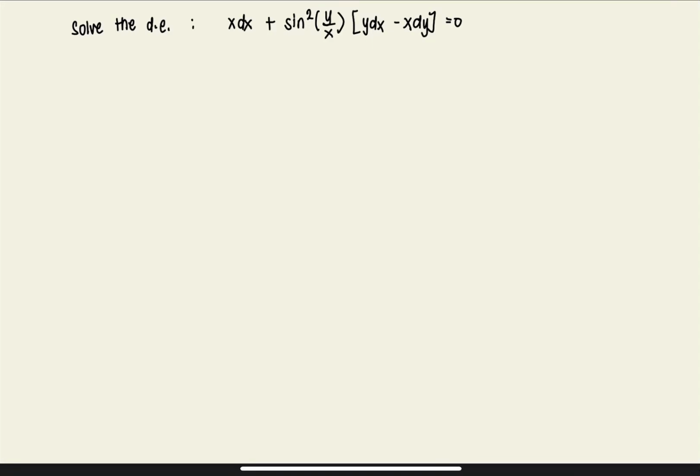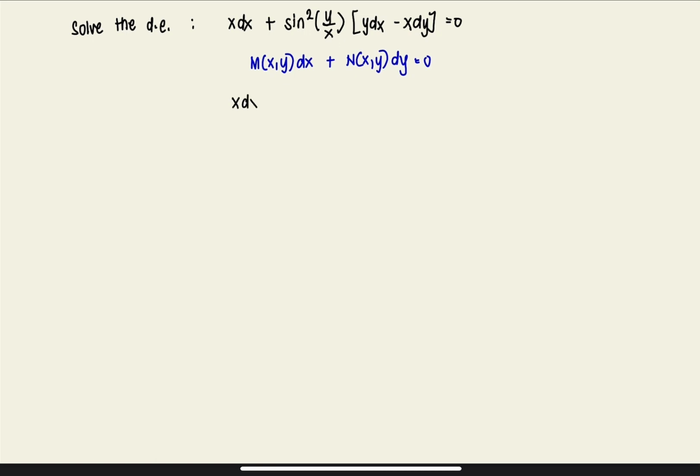For the differential equation x dx plus sine squared of y over x times the quantity of y dx minus x dy equals 0, we cannot determine yet whether this DE is homogeneous or variable separable because it's not yet in the form M(x,y) dx plus N(x,y) dy equals 0. So what we need to do first is to group them together in this form. So we're going to distribute this.